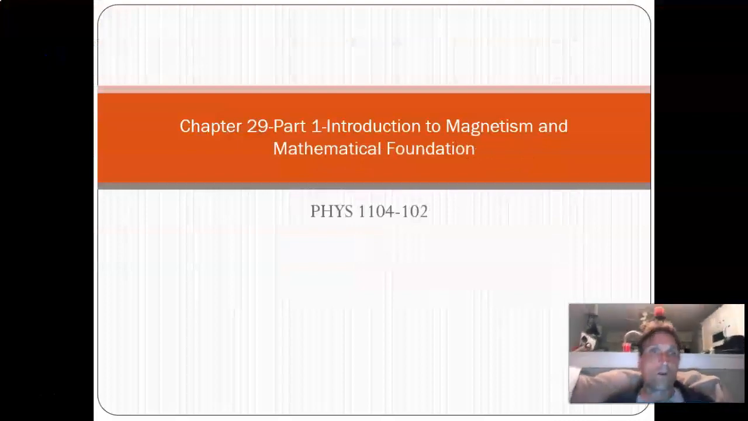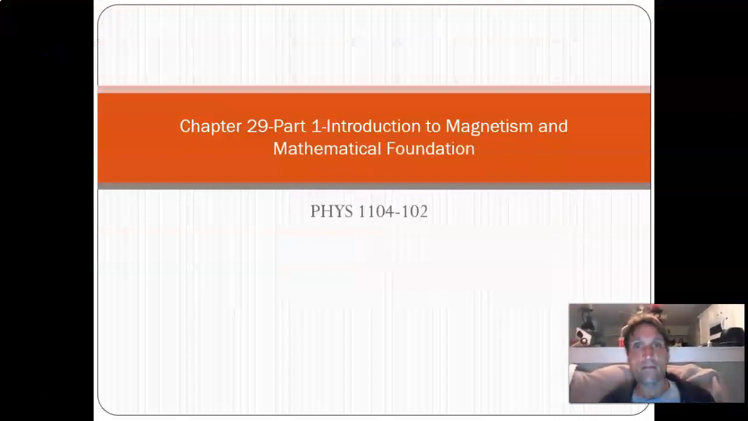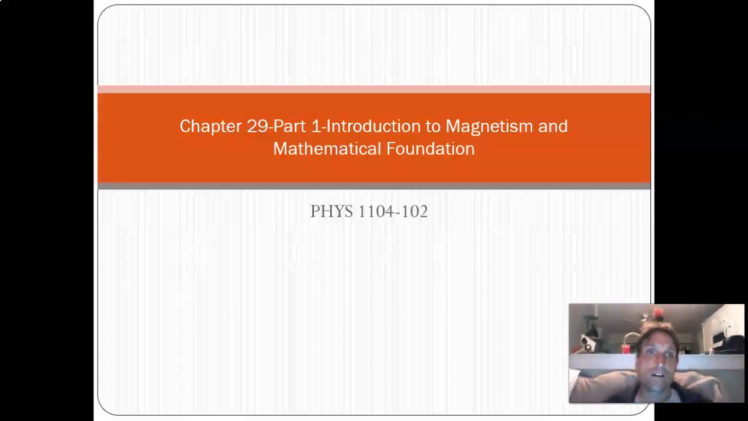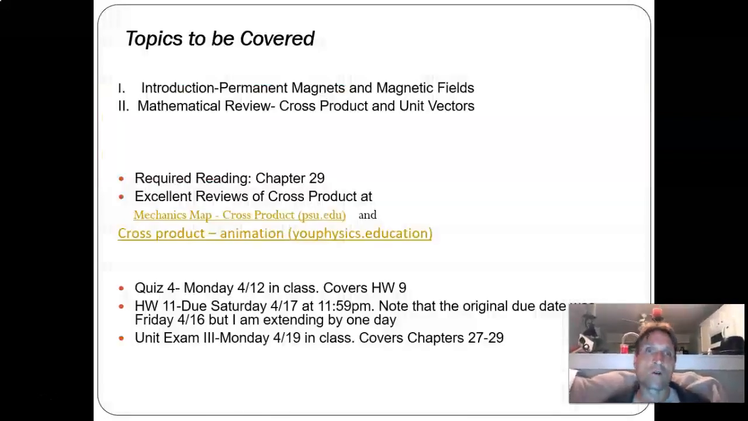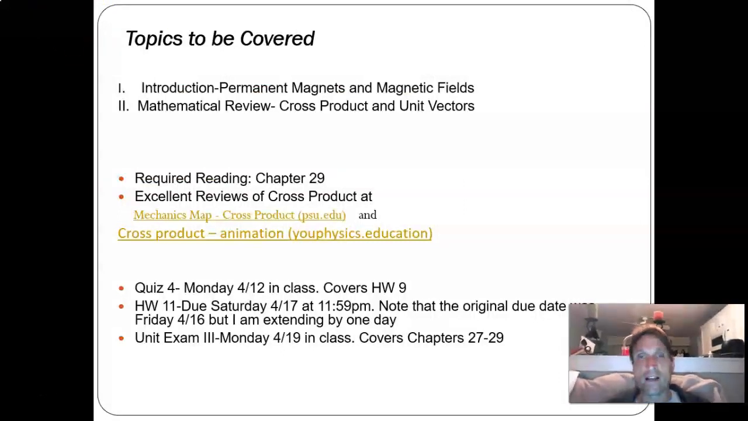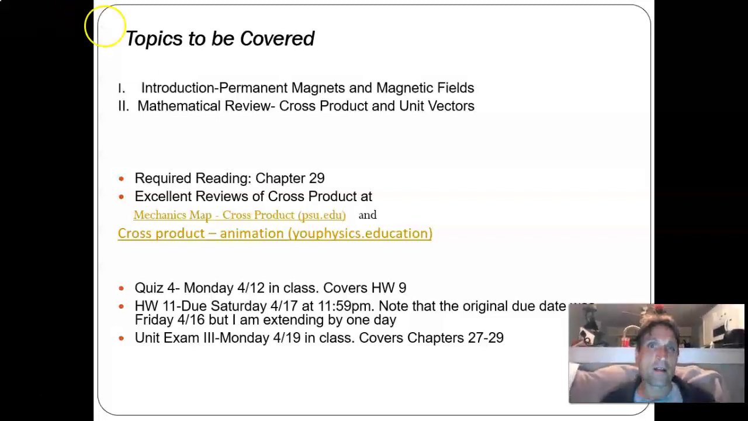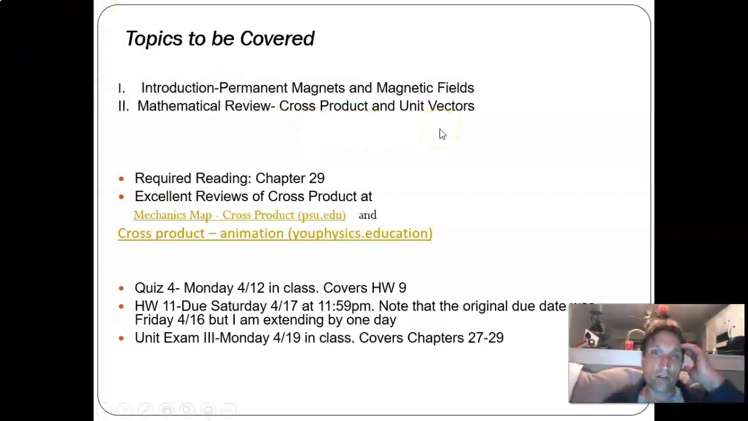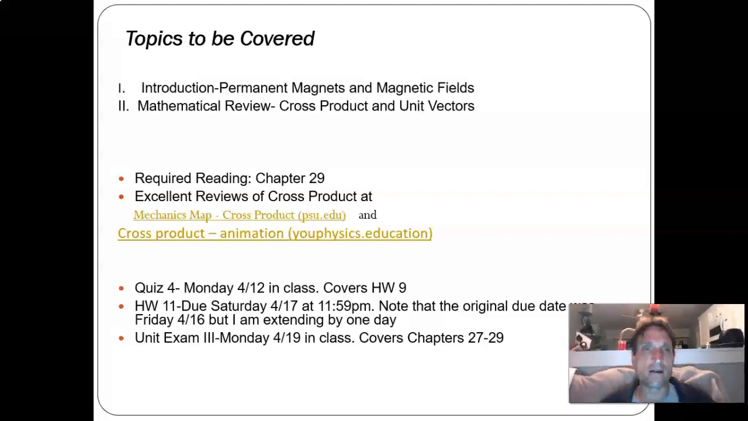All right, we're back here on Wednesday for lecture. We're starting chapter 29 today, which is magnetism. We're going to start off with a qualitative introduction to magnetism, and then we're going to go over a quick review of a few mathematical tools that we're going to rely on heavily in this chapter, namely the cross product and this concept of unit vectors, which you've used in the course, but a review is probably good here.